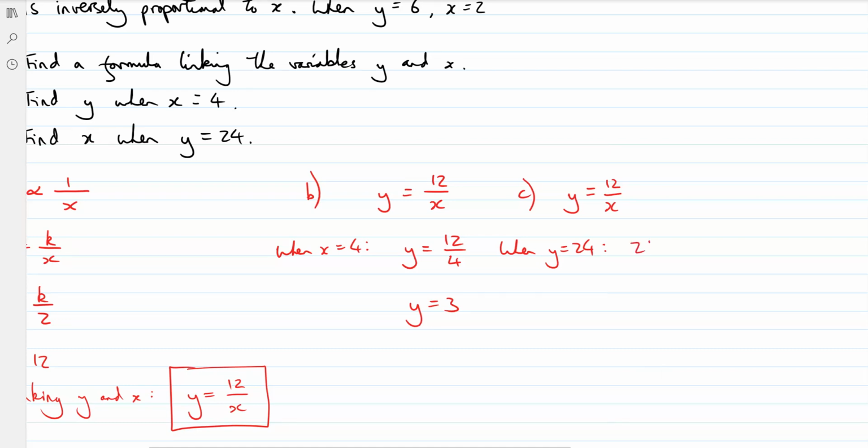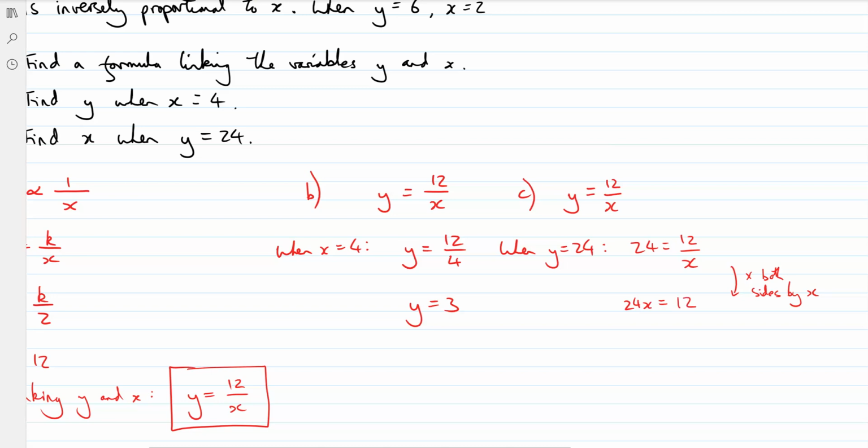So when y is 24, we put 24 in here. So we get 24 equals 12 over x. Now, because it's a little bit more complicated with the x on the bottom, it's a little bit more complicated to solve, but hopefully we should be fine with this. So we're going to multiply both sides by x here. And that means we get 24 times x, 24x, and when we times the right hand side by x, it just cancels the division.